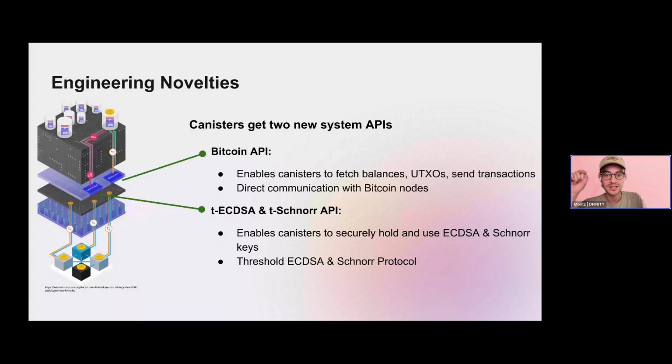And what this does is that it allows Canisters to fetch balances, block headers, UTXOs, and also to send transactions on the Bitcoin network. And for the second part, for the signing, this we've covered already, we have Threshold ECDSA and Threshold Schnorr APIs that we can use to request, for example, public keys, or to create signatures on transactions that we want to submit to the respective target chain.